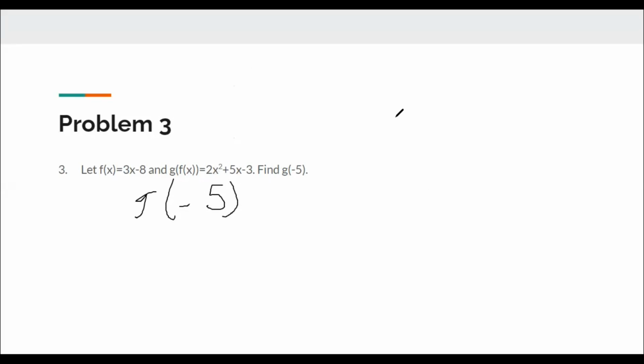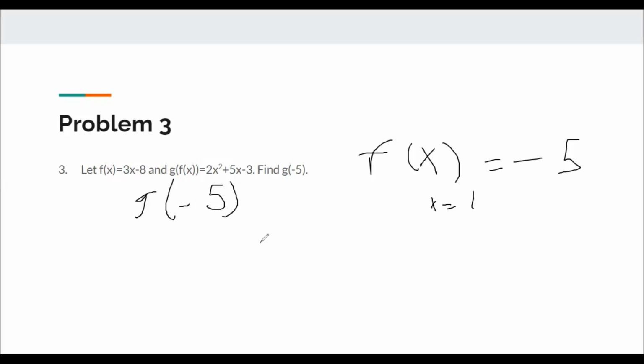So what you want to do is find out when f of x is equal to negative 5. You want to find the x such that f of x is equal to negative 5, and that's the x you're going to input into this function. So f of x is equal to negative 5 means 3x minus 8 is equal to negative 5, or x is equal to 1.